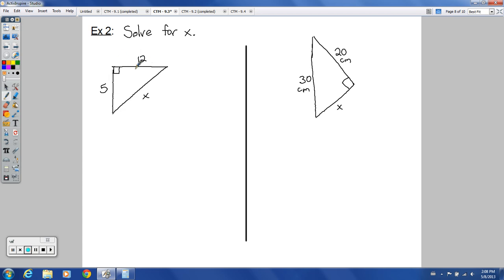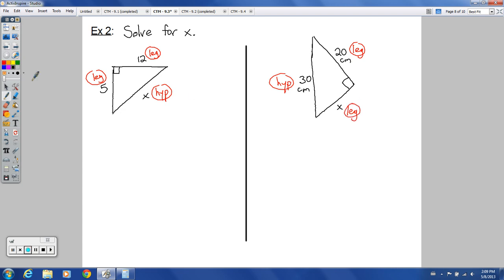So here, what are the legs? Let's identify those here first. The legs come together to make up the right angle. The hypotenuse is always across from the right angle. So this would be a leg right here, and so would this. Let's label those things here. And this would be the hypotenuse. Over here, here's your hypotenuse across from the right angle. Here's a leg, and here's a leg.